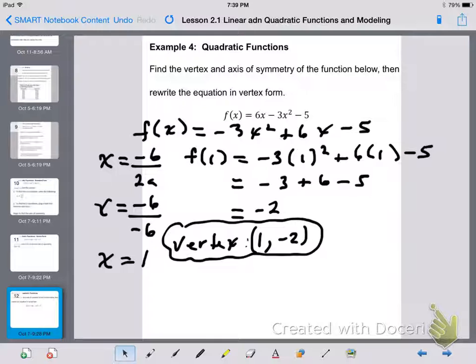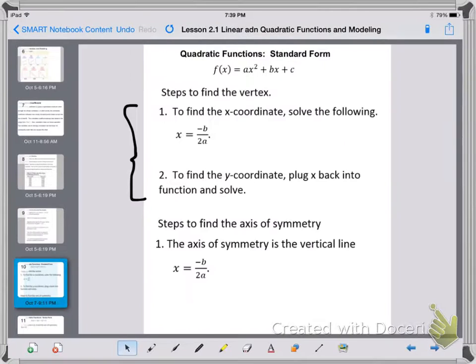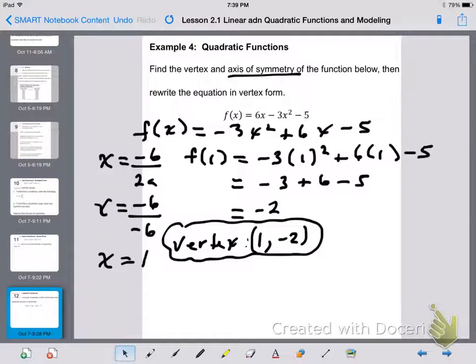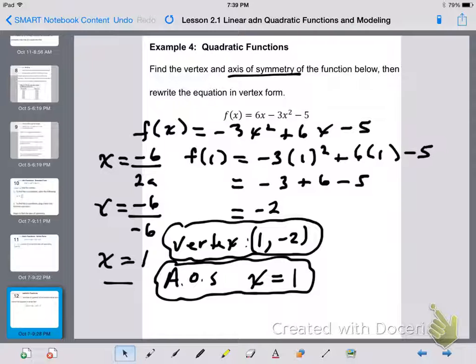Alright. And then it asks, what is the axis of symmetry? Now the axis of symmetry is the vertical line. Whatever the x-coordinate is, it's that vertical line there. So I'll abbreviate axis of symmetry, and again it's a line, so we're going to say that's x equals 1. Alright, now it says to rewrite the equation in vertex form.